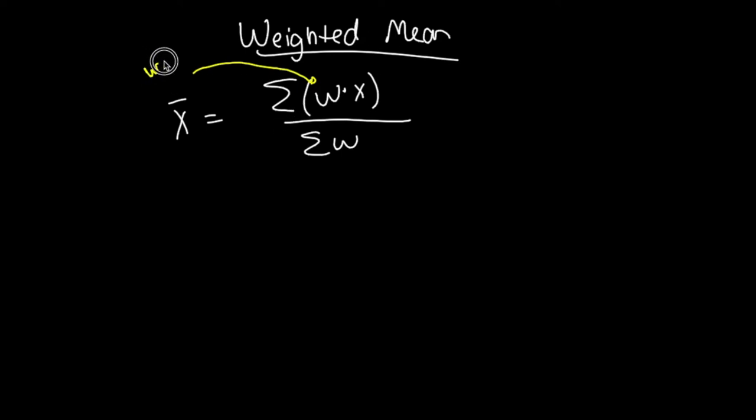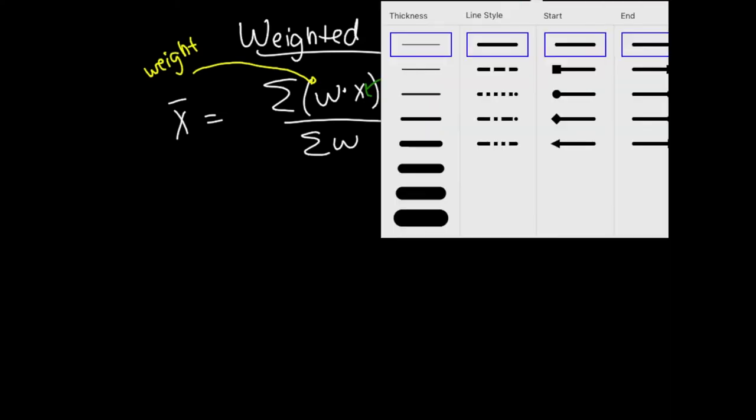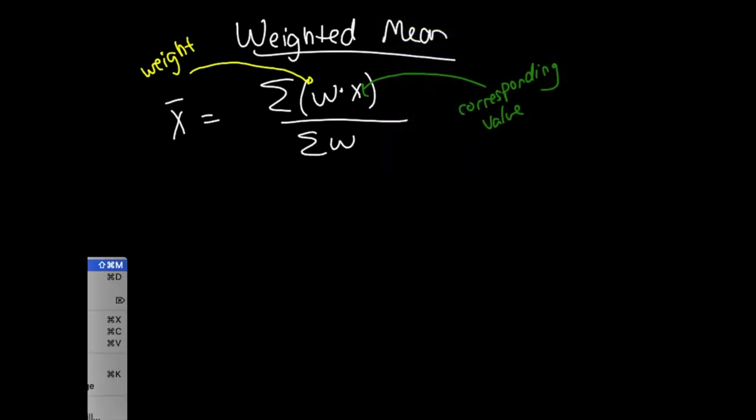So w represents the weights, and the x represents the corresponding value to each weight. I will show you what I mean by that. I'll do two examples with a GPA.